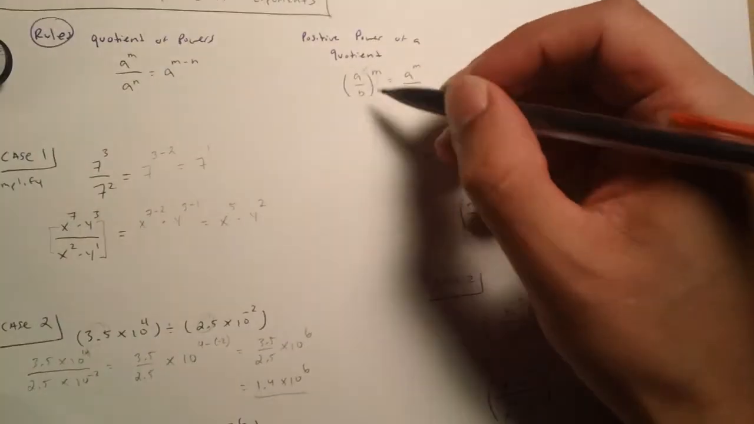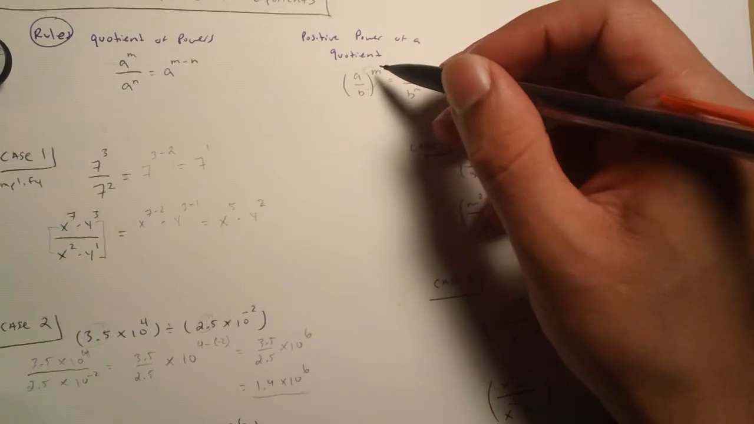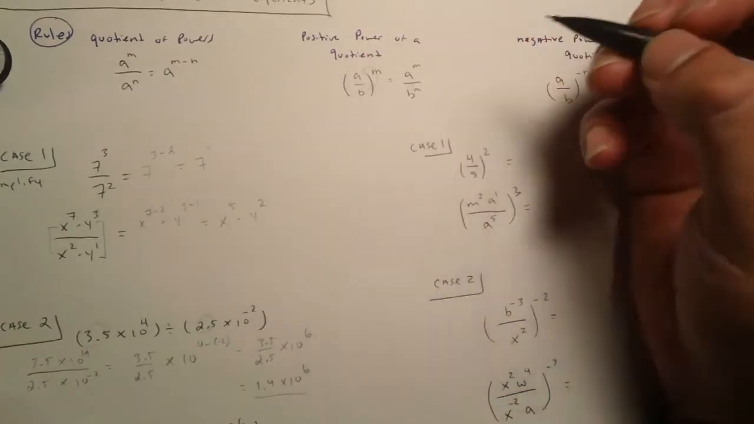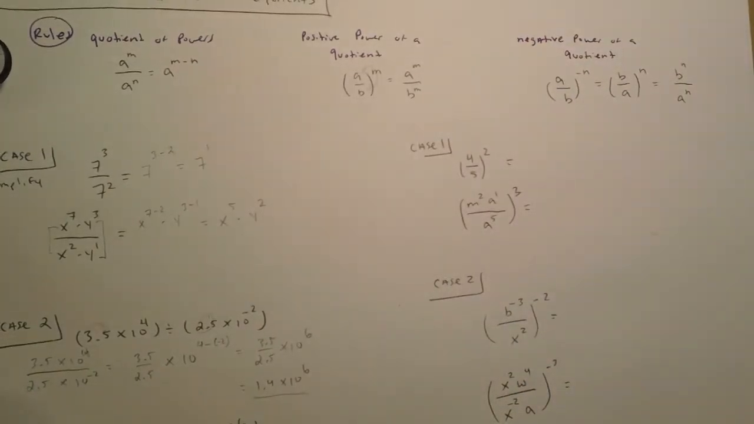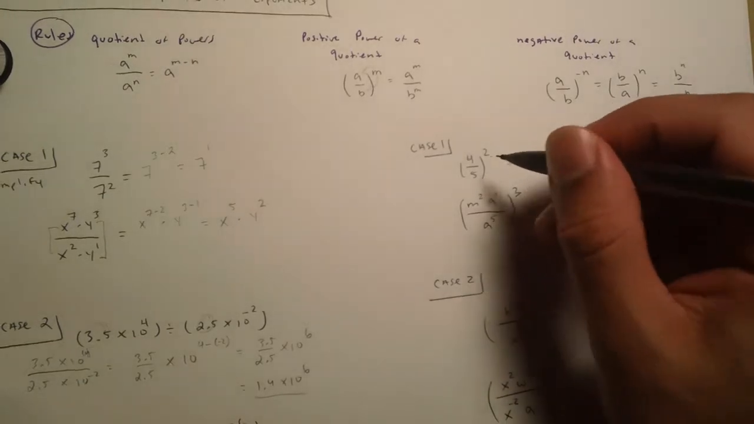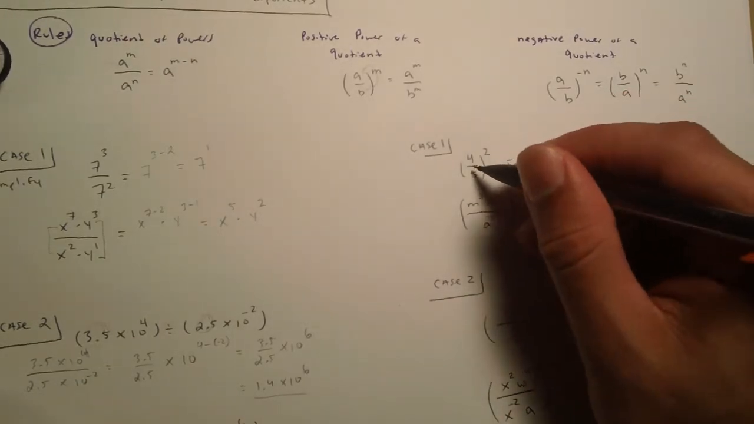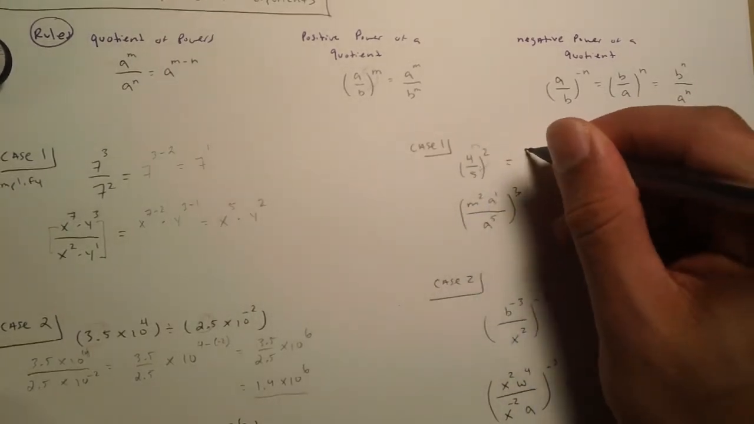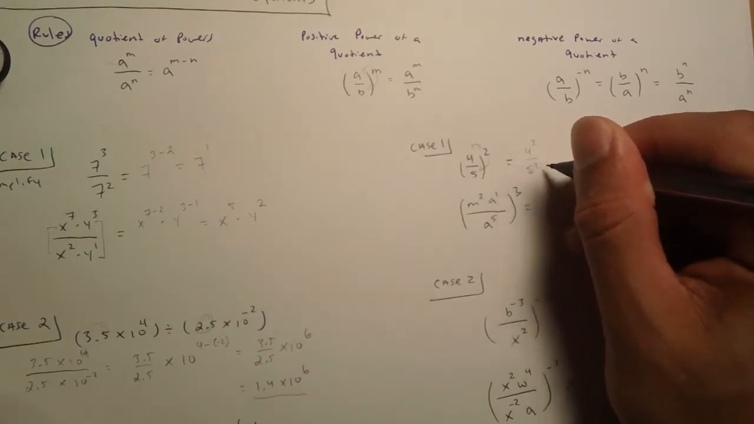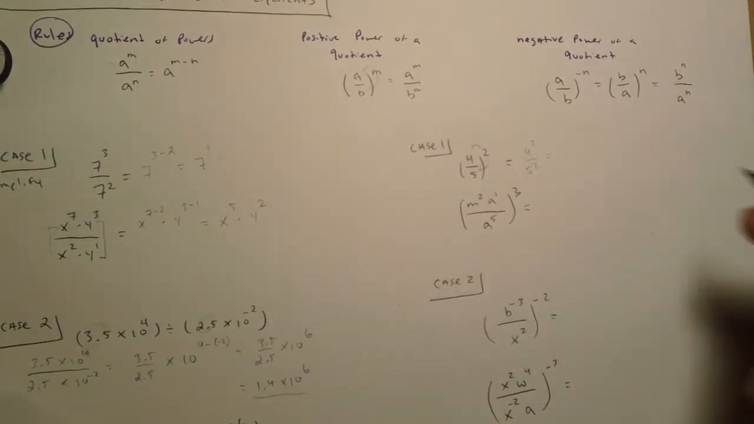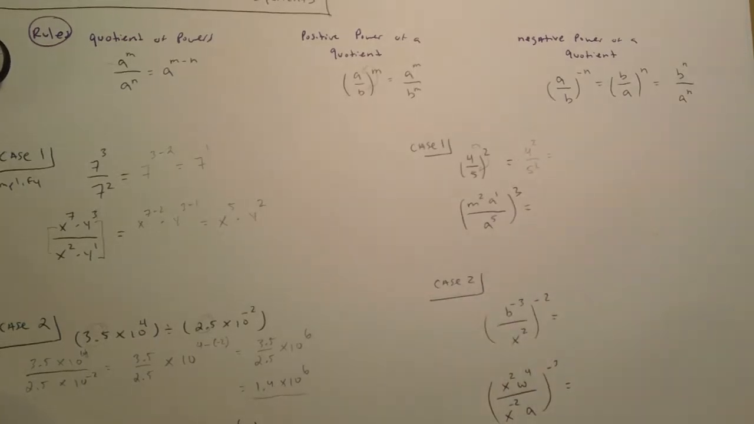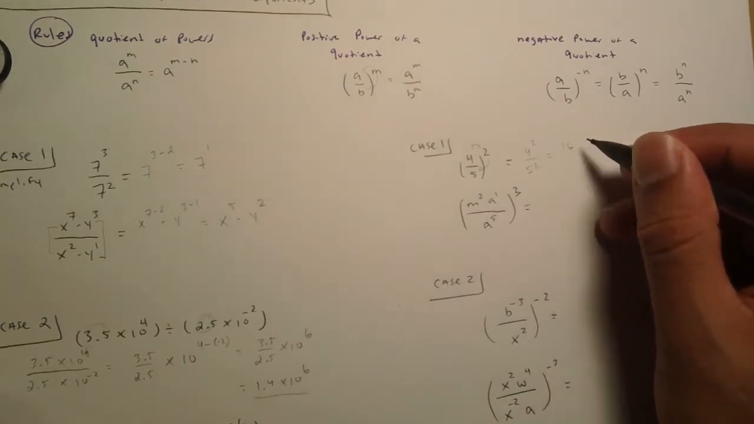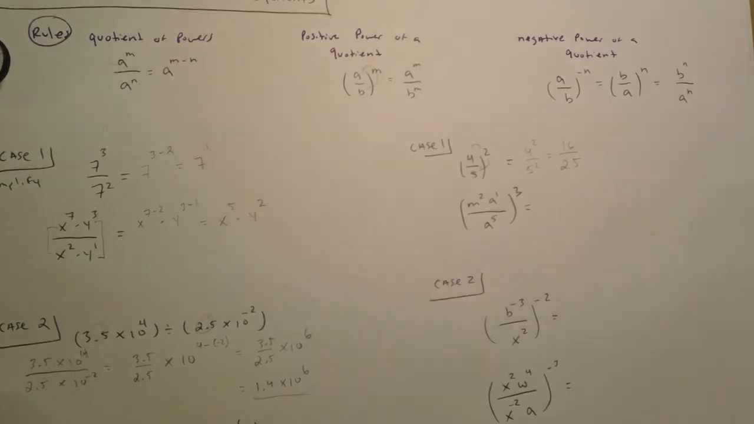So right here you have a over b in parentheses raised to the power of m. So that m will distribute to every single term inside, so a^m over b^m. Now let's just try that. Right here in case 1 we have 4 over 5 in parentheses to the power of 2. So all we need to do is just distribute. And right here we're just asked to simplify. It can be left in this form, or if you're asked for it, 16 over 25. And that will be it.